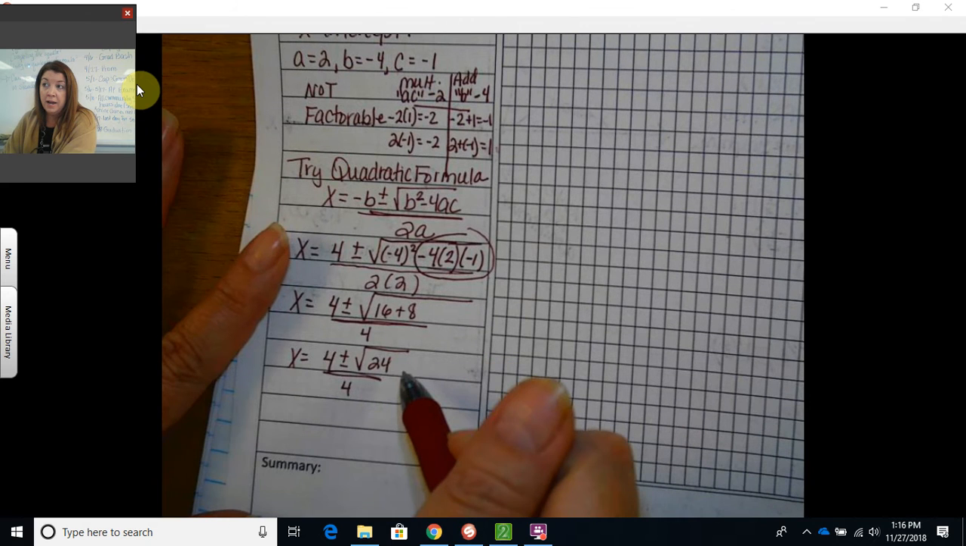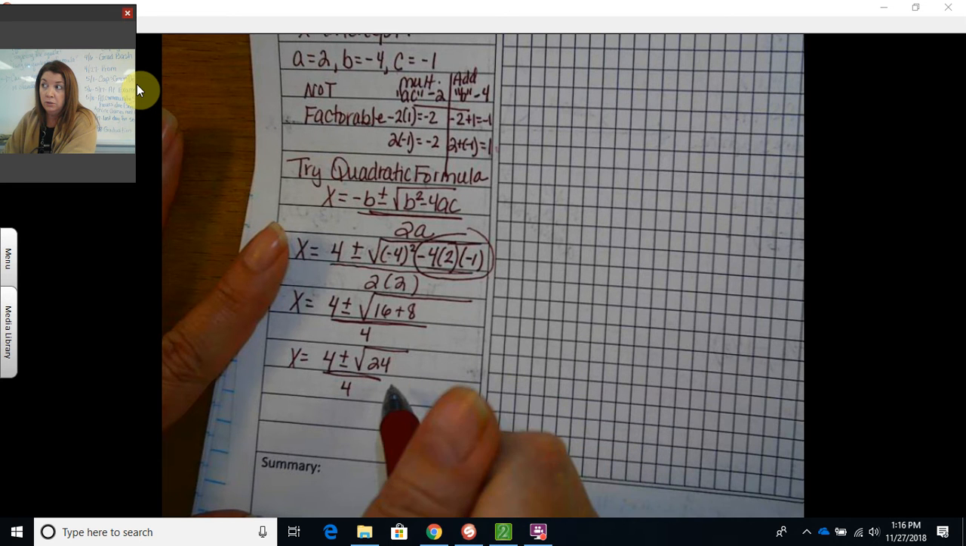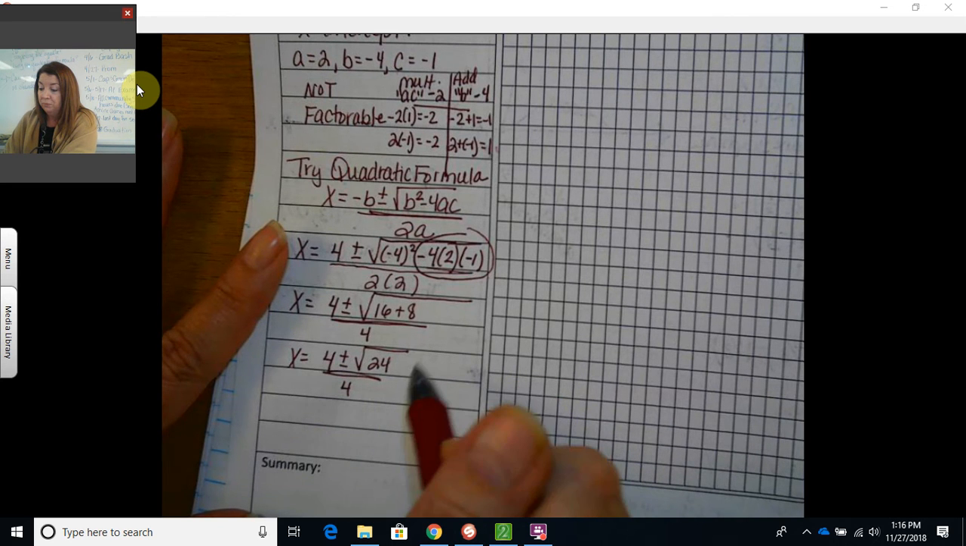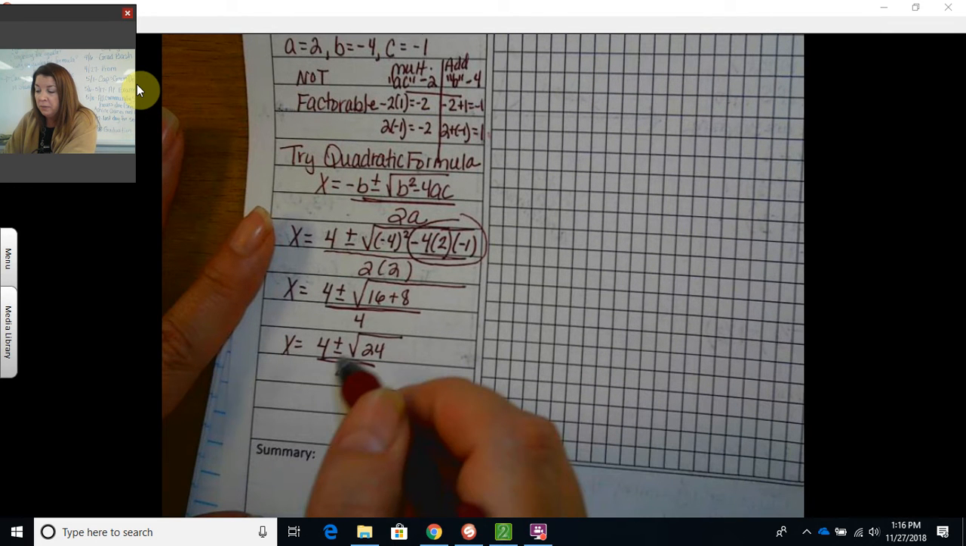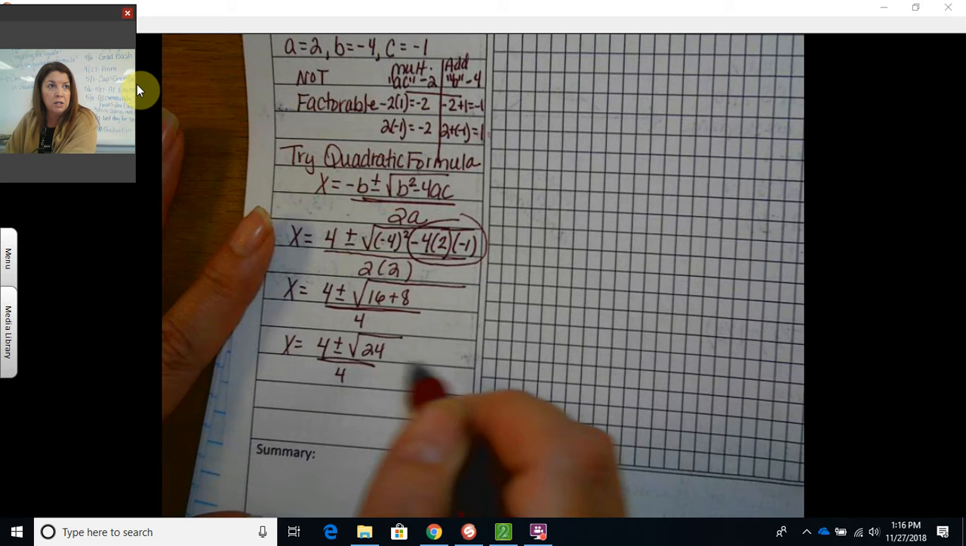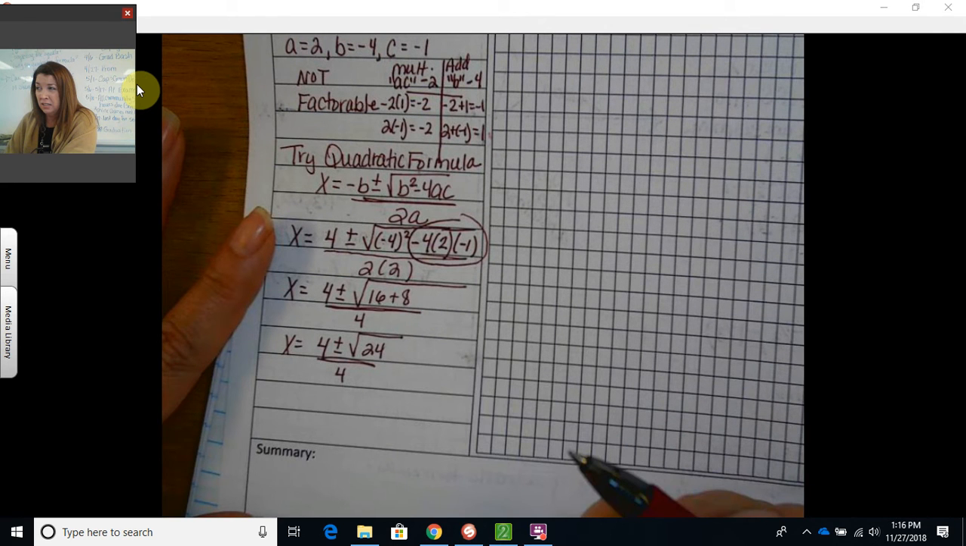No, but it has a perfect square factor. Remember the factor tree? 4 times 6, so the square root of 4 is 2. But even if I do that, I'm going to get 4 plus or minus, I think, 2 square root 6, all divided by 4. Am I going to know where that is on the x-axis?